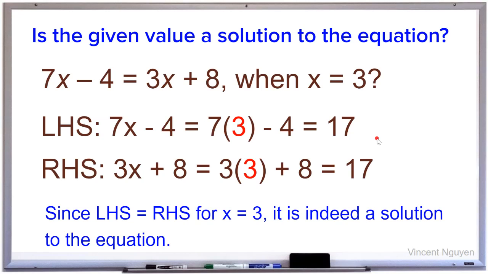Okay, so 3 has to be the solution because we just verified that the left-hand side is equal to the right-hand side, which is a true statement. Remember, a solution needs to make the statement true.